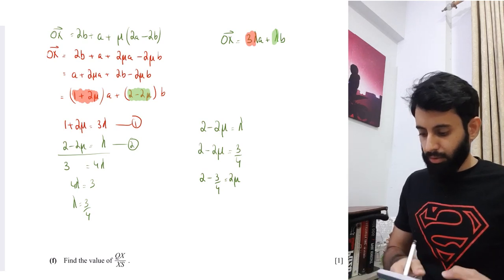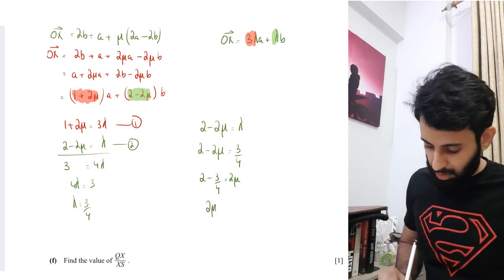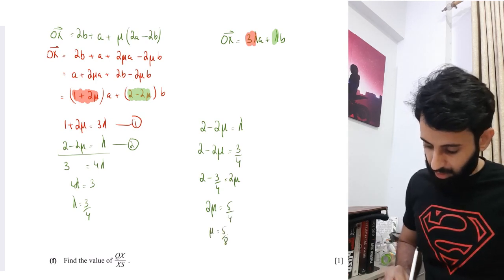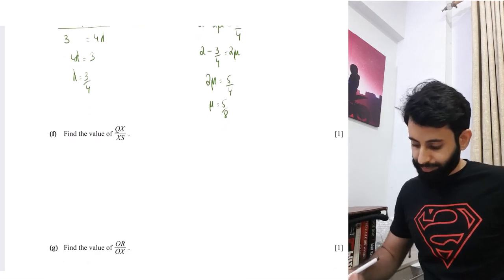2 minus 3 upon 4. So we're looking at 2 mu is equal to 5 upon 4, which means mu is equal to 5 upon 8. And there you go. We have our final answer.